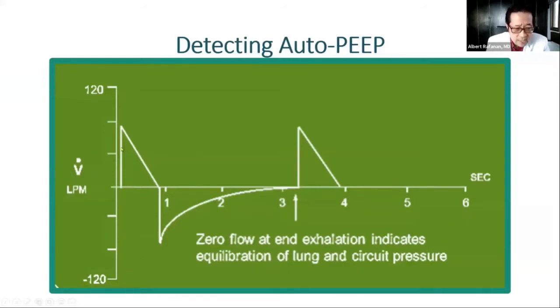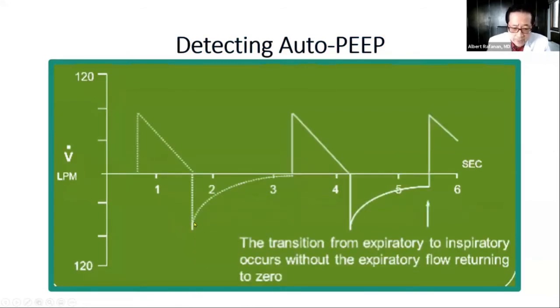In this case, you can take a look here in the volume control where you look at the flow over time curve, and you can see that the exhalation should go back to zero. So zero flow at end exhalation indicates equilibrium of lung and circuit pressures. There is auto-PEEP if the flow does not go back to zero. That means the patient is not able to exhale all the air out. Before they are able to exhale the air out, another breath is given. And that is what we mean by auto-PEEP.